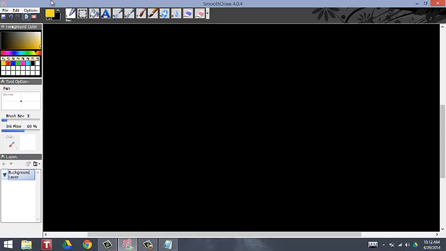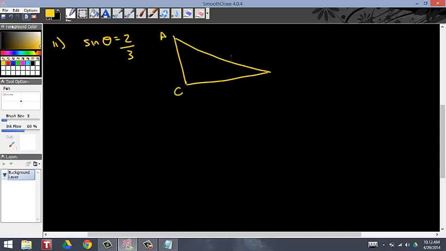Okay, it says sine of theta equals 2 over 3. So if we do number 11 here, what they're asking you to do is just like numbers 1 through 6, except they're asking you to draw the triangle out. So if I label this, I think they mean assuming C is the right angle. So C, let's call this A and let's call this B. C is going to be the right angle.